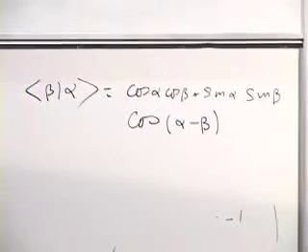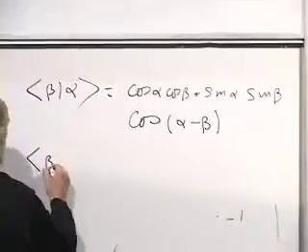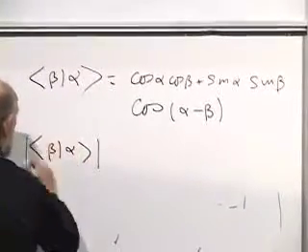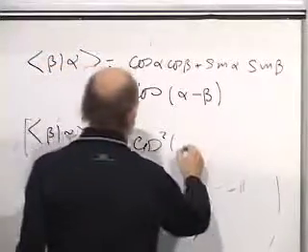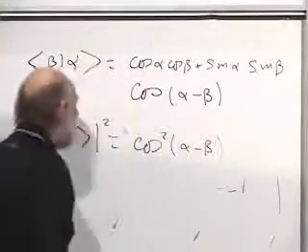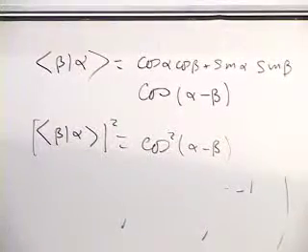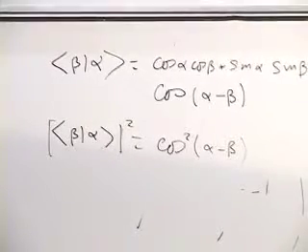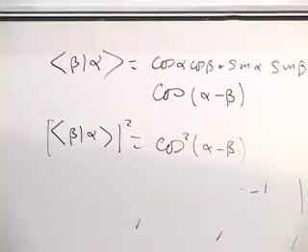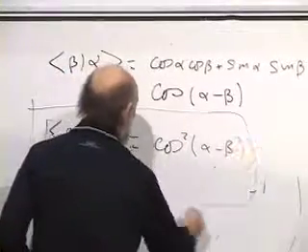Now that's, of course, not the probability. That's the thing that we square to get the probability. So the probability is just cosine squared of alpha minus beta. How could you be absolutely sure that this wasn't the probability, even if you didn't know any quantum mechanics? Yeah, because it can be negative. All right, here's our formula. Indeed, it only depends on the difference between the angles.